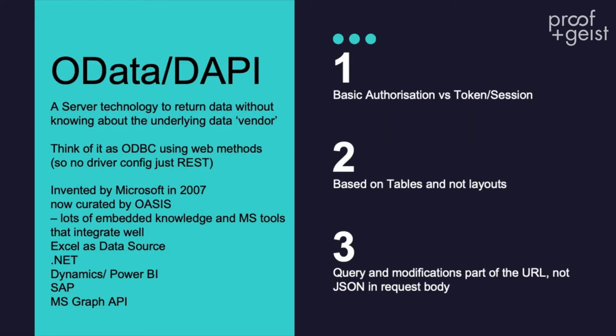What's the difference between this and the Data API? First of all, OData works with basic authentication. The second thing is that the OData response is based on tables and not on layouts. This is quite significant. Now, the query and any modifications to that query are part of the URL string. It's basic authentication, it's based on tables, and everything that you're doing, with the exception of a create, everything's in the URL.